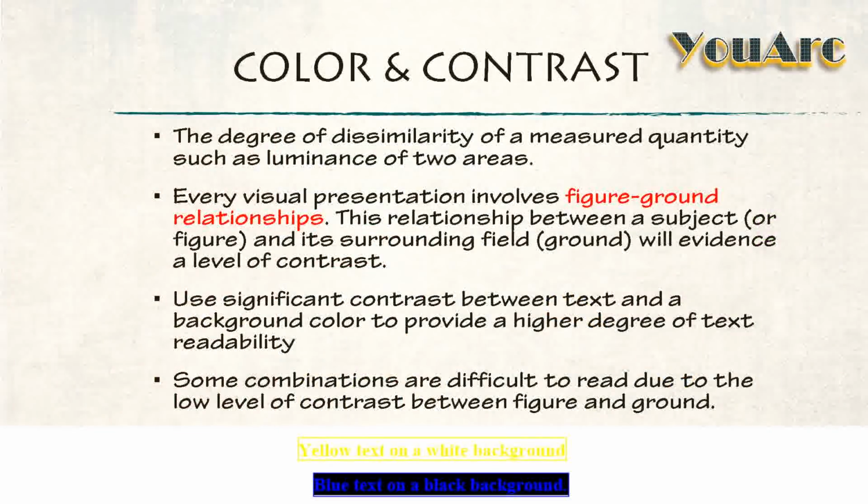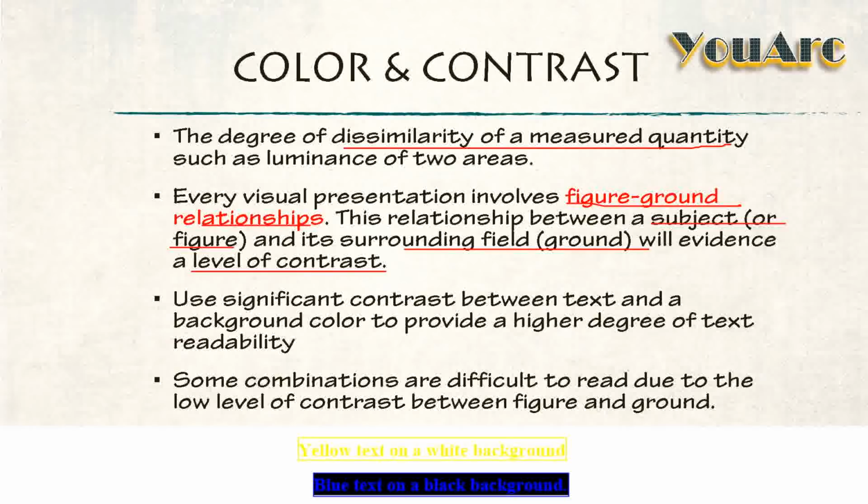Let's talk about color and contrast. Contrast is the degree of dissimilarity of measured quantities, such as the luminance of two areas. Every visual presentation involves a figure-ground relationship. What is the figure-ground relationship? It is also called the play of foreground and background. This relationship between the object or figure and its surrounding field, called the ground, is evident in the level of contrast.